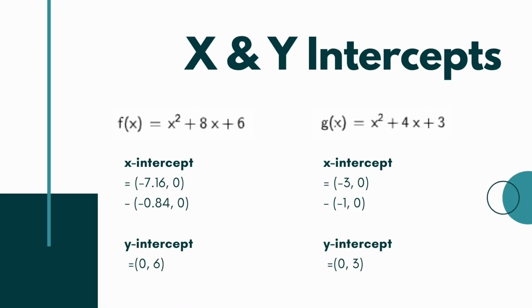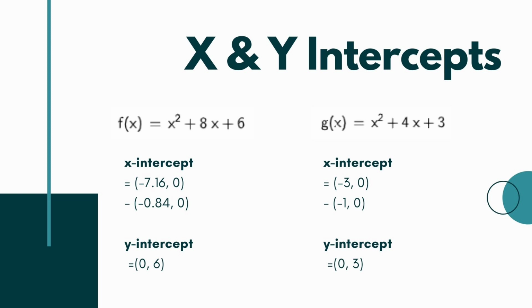Moving on, we have the x and y intercepts. The x-intercept is the x-coordinate of a point where a line, curve, or surface intersects with the x-axis, therefore the y-coordinate will always be 0. The y-intercept, meanwhile, is a point where the graph intersects the y-axis, where the x-coordinate will always be 0.